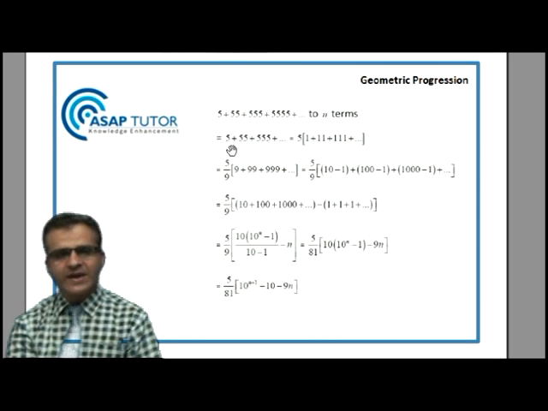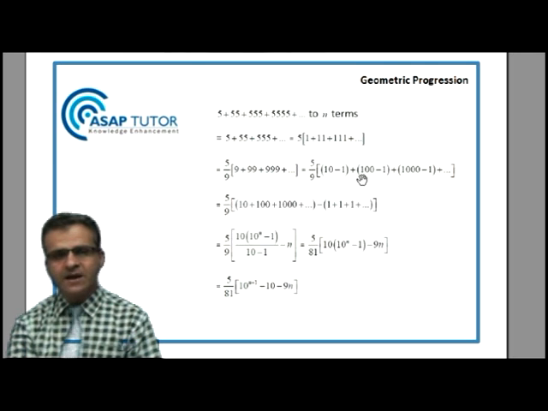Now the series given over here is 5 plus 55 plus 555 plus so on up to n terms. Now we can write this, by taking 5 common, as 1 plus 11 plus 111 and so on. Again we'll take 1 by 9 common, so 5 by 9 is common, and it will be 9 plus 99 plus 999 plus so on. Now 9 we can write as 10 minus 1, 99 is 100 minus 1, 999 is 1000 minus 1, and so on.